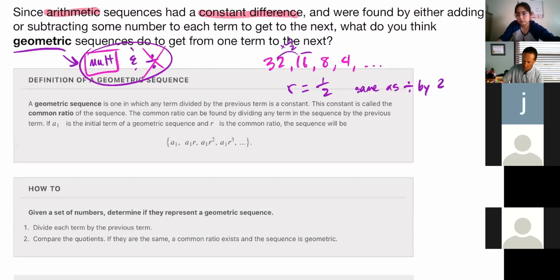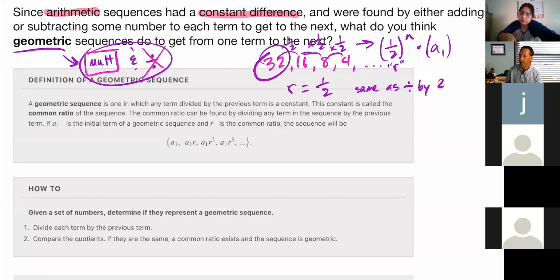Multiply. And when we multiply by the same thing a bunch of times, we know that means we're going to have that thing to the n. Okay, but remember, that's just my R. We're also going to need to make sure that we get back to our original. So sometimes we're going to have to multiply by that first thing.